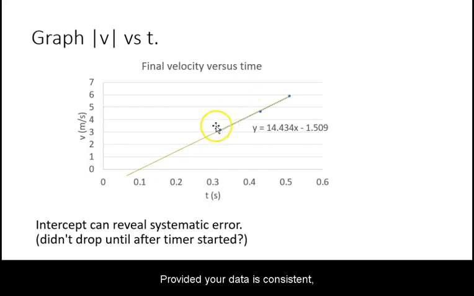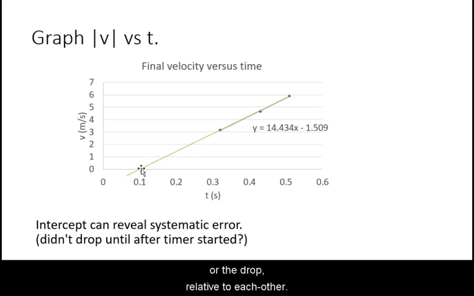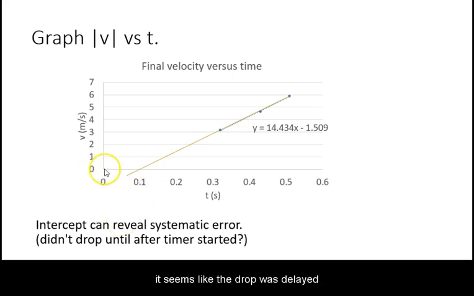Provided your data is consistent, this can reveal a systematic delay in starting the timer or the drop relative to each other. In this example, it seems like the drop was delayed up to about 0.1 seconds after the timer has started.